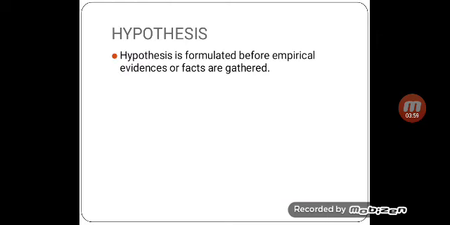Next topic is hypothesis. What is hypothesis? Hypothesis is formulated before empirical evidence or facts are gathered. Before the researcher gathers the extra information, he will give one statement, which is called a hypothesis. Here empirical evidence means when he is collecting information which is more scientific, that is, clear facts.